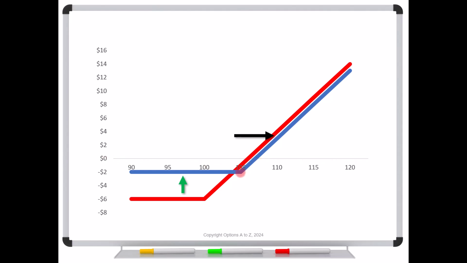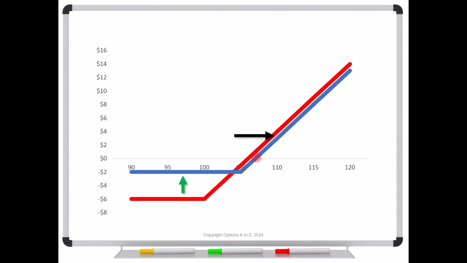However, if we now own the 105 strike at an effective cost of 2, the break-even gets increased from 106 to now the 105 strike plus 2, or 107. So you can see that that red line is pushed forward a little bit from 106 to 107.